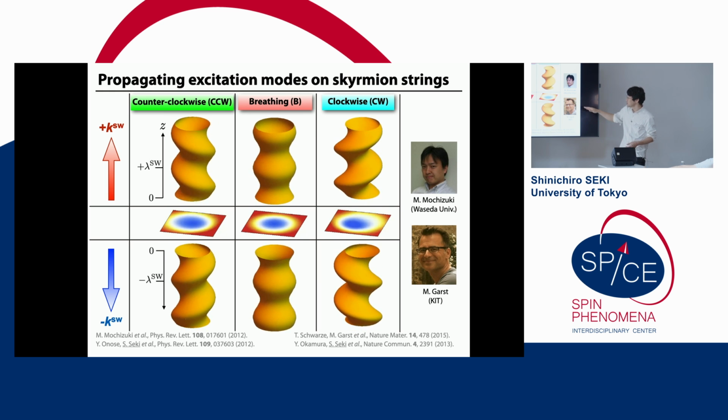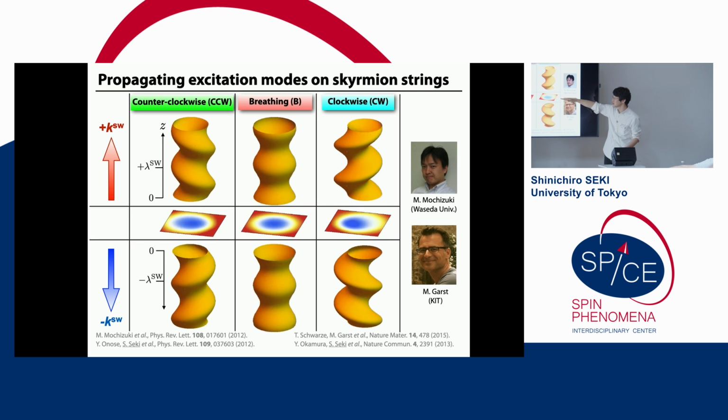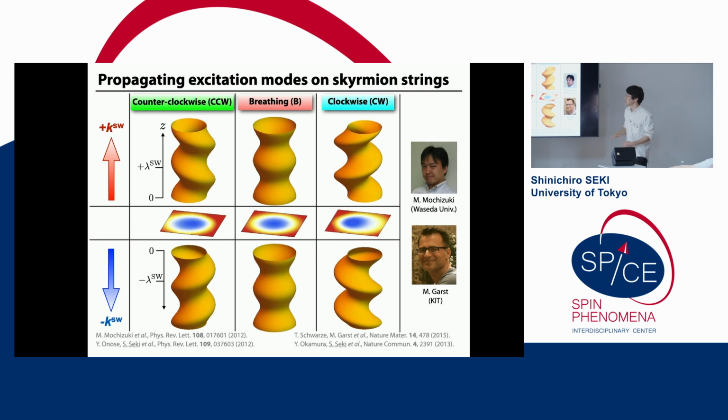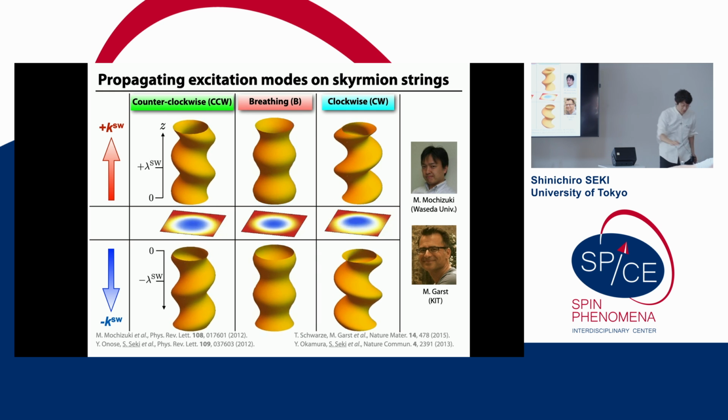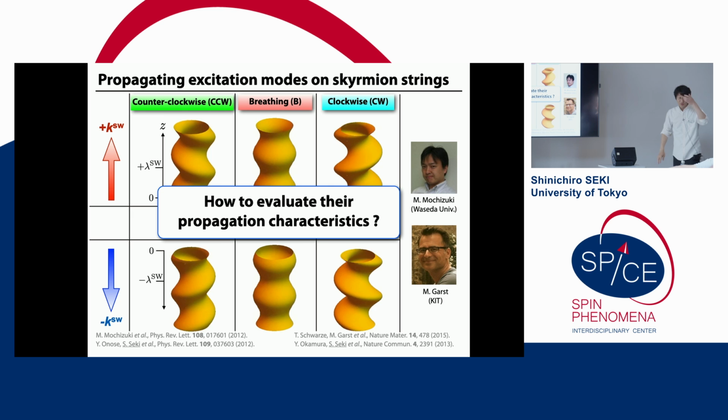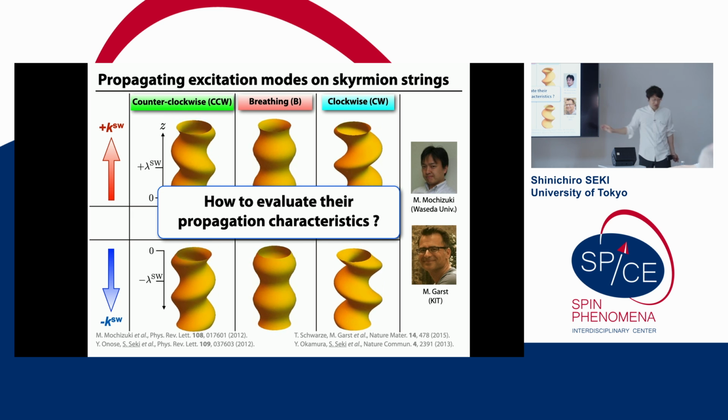And so here I visualize the situation where a local skyrmion excitation is launched at some selected plane, and this vibration propagates along the plus k and minus k direction on a string. So basically, we can expect the emergence of three distinctive propagating excitation modes, namely the counterclockwise, breathing, and clockwise excitation modes, as shown here. And then the next important question is how we can experimentally evaluate their propagation character.